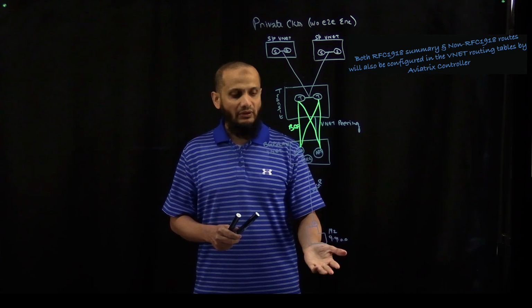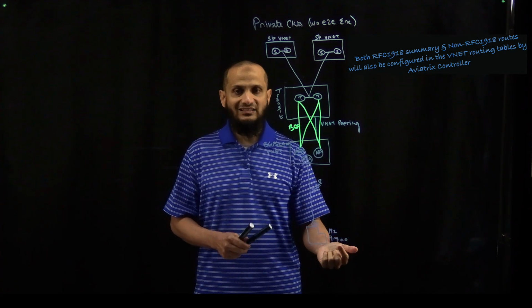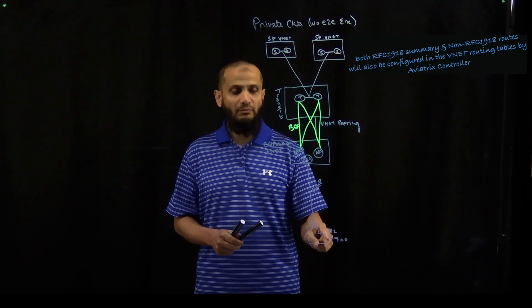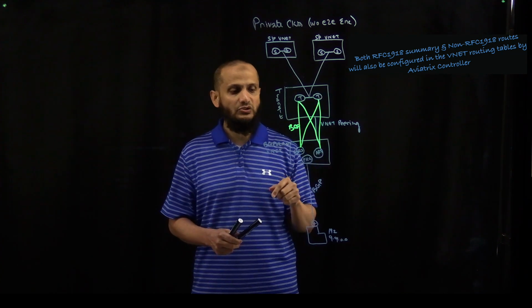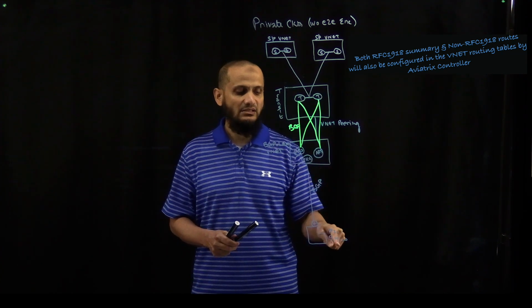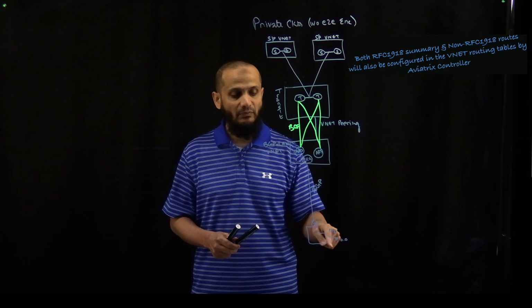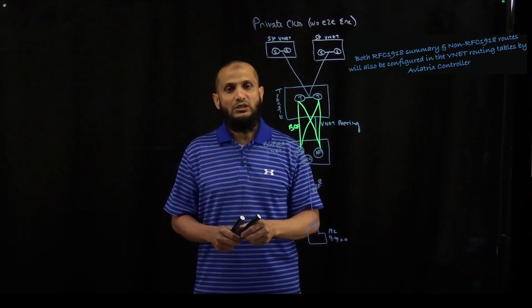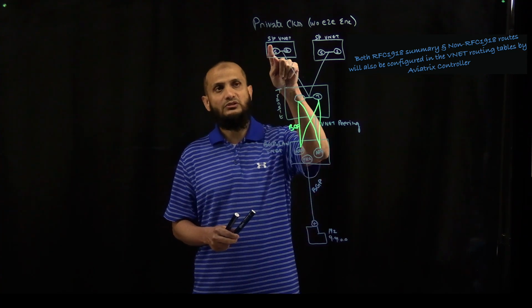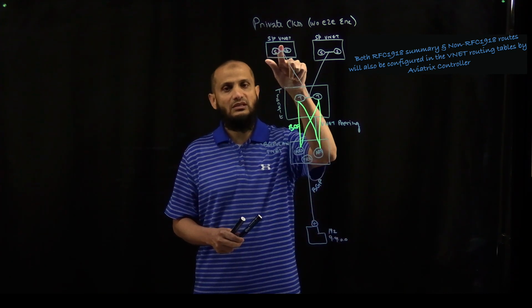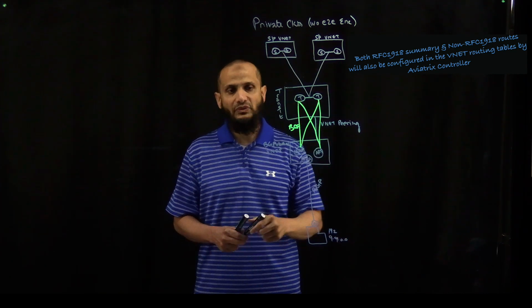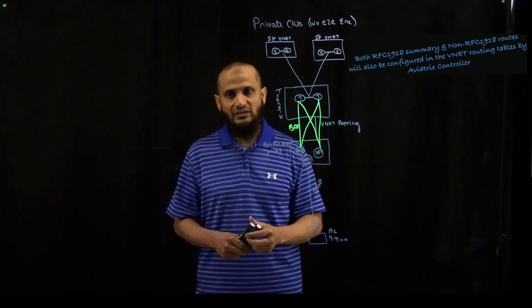Since you are advertising the non-RFC 1918 route also from on-prem, the applications over here in these spoke VNets also need to access this environment, which is a non-RFC environment in the on-prem world. So what the controller is going to do is create these non-RFC 1918 routes in the VNet routing tables also. So that's all done by the Aviatrix controller.